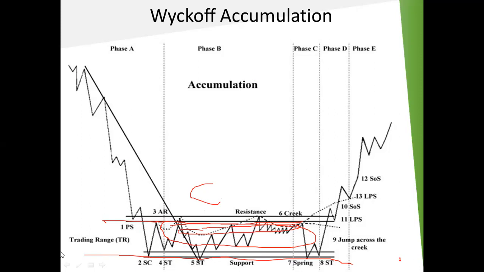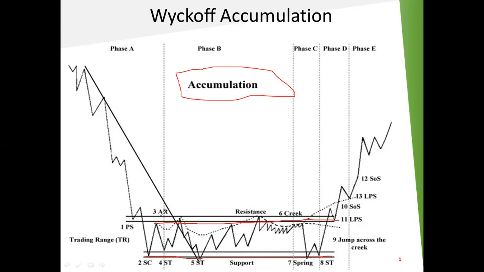In this one, there would be a sequence or a series of tests taking place. One second, let me adjust the pen because I'm facing difficulty over here. Beg your pardon. So now, once we have drawn a support line and a resistance line, whatever price action is taking place over here defines our phase B, that is accumulation.